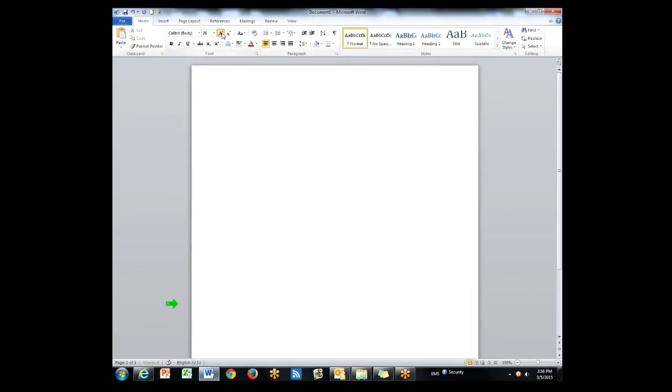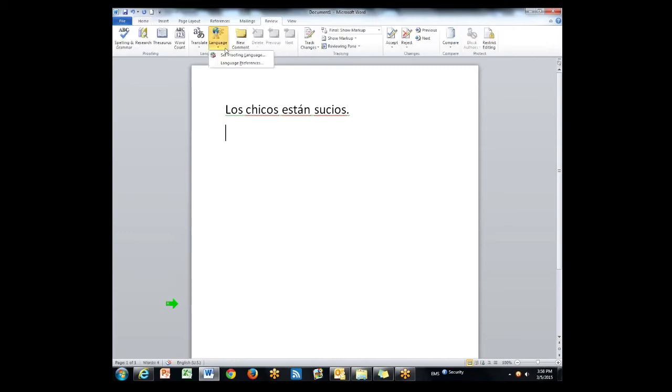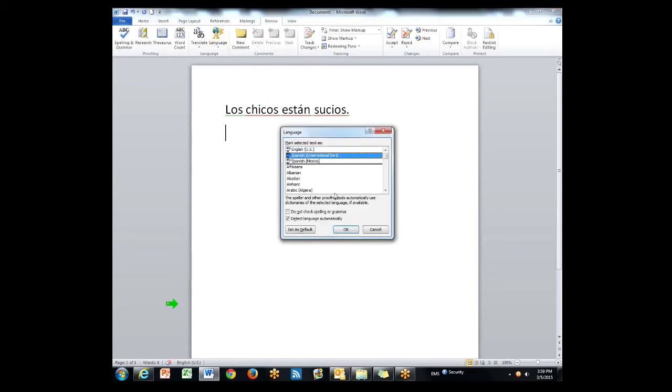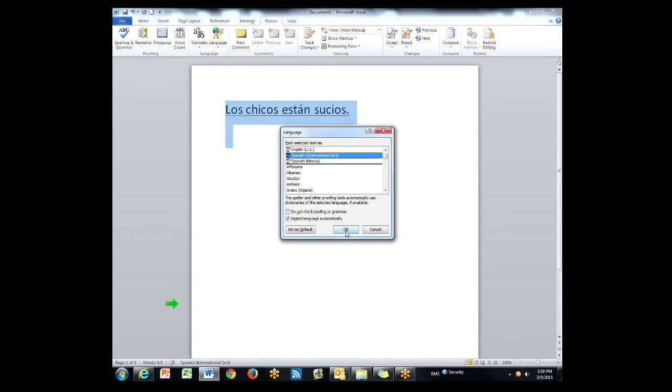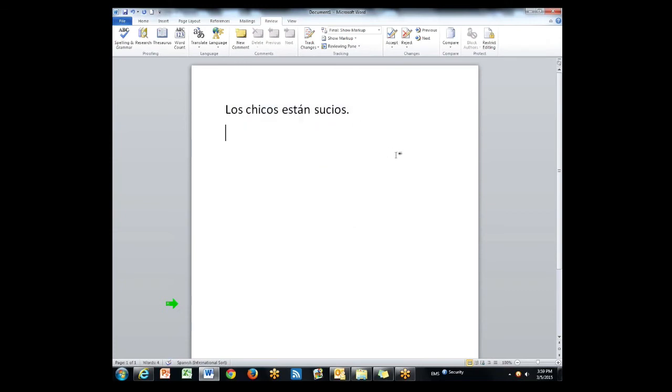The trick here is making that adjective agree with the noun. Los chicos están sucios. The boys are dirty. Okay? You will notice, let's see, let's change our language, set proofing language. Let's get it all changed to Spanish. English, Spanish, the international sort. I should have included that in with it too. And now it won't underline my sentences.